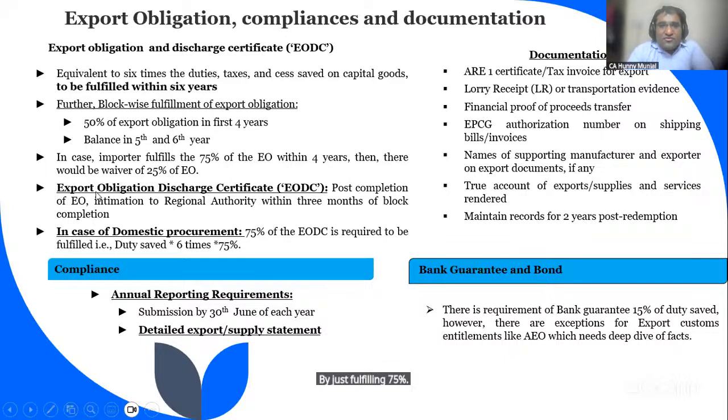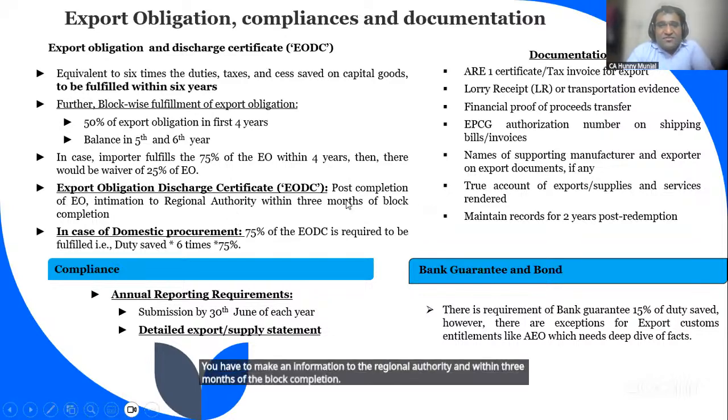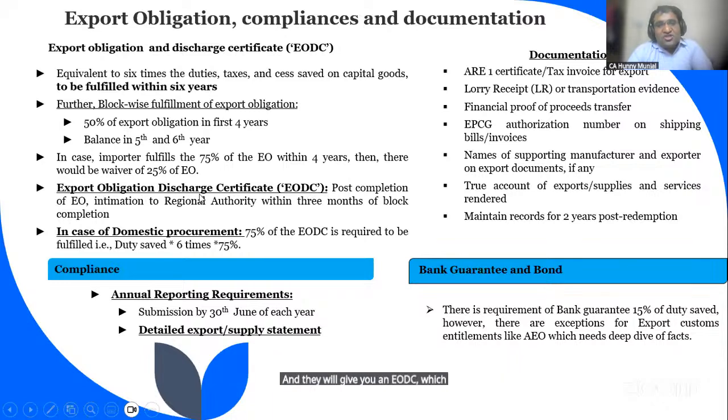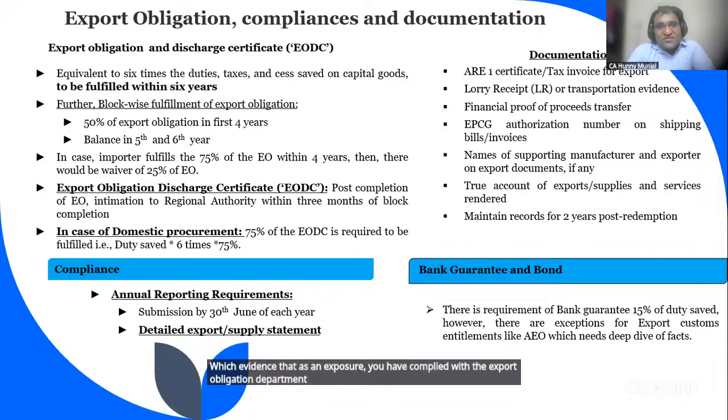Post fulfillment of the export obligation, you have to make an intimation to the regional authority within 3 months of the block completion. And they will give you an EODC, which is the export obligation discharge certificate, which evidences that as an exporter, you have complied with the export obligation requirement, and this is the evidence for that.